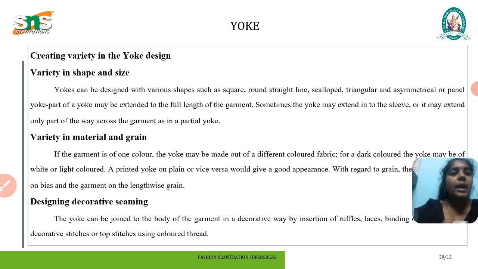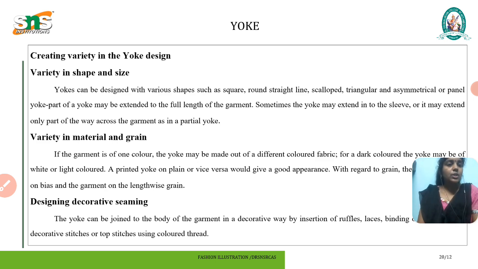So where it can be used and where it can be seen, based on the size and shape of the garment, has to be mentioned. Next, varieties in the materials and the grains. So grain lines have to be mentioned. The grain line is straight grain or cross grain. If it is a straight grain, it is somewhat stiff and rough, so we have to use a flexible grain for yoke portions.